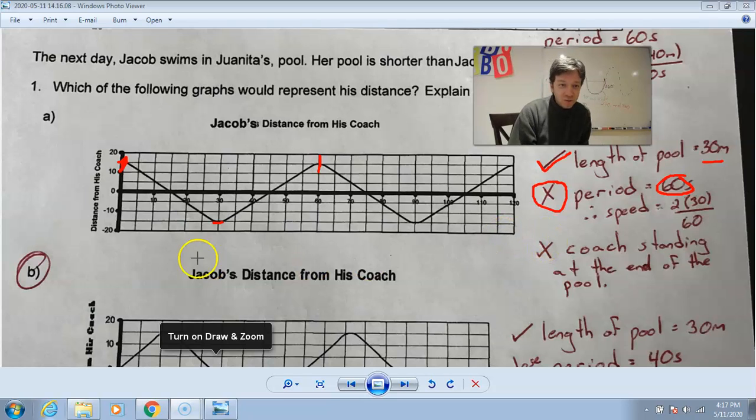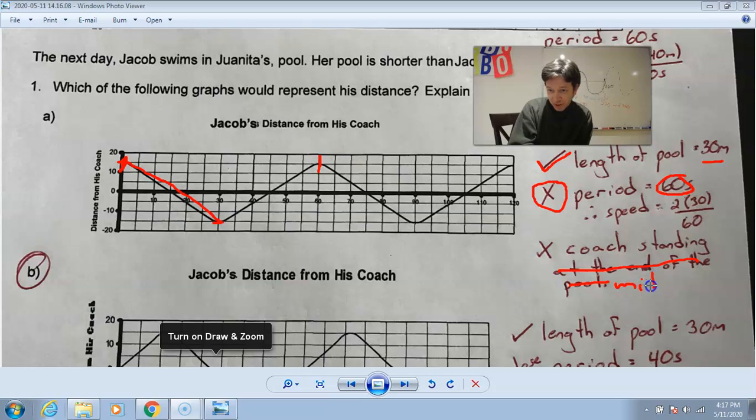Okay, and also, where's the coach standing? It says distance to the coach. So if we're starting here, which is 15 meters from the coach at one end, and we swim all the way across to the other end of the pool, which is also 15 meters from the coach in the other direction, it looks like the coach is standing in the middle. I said the coach is standing at the end. Oh, no, the coach is standing in the middle.